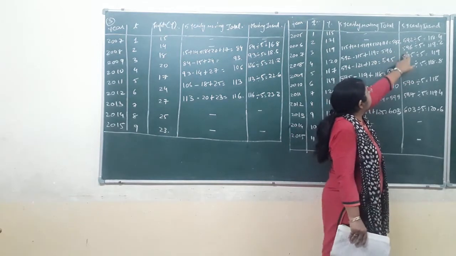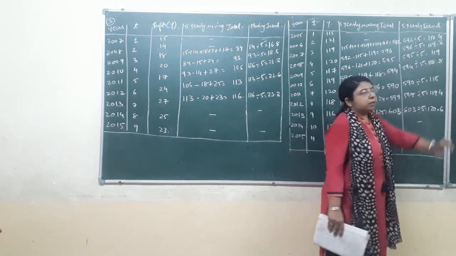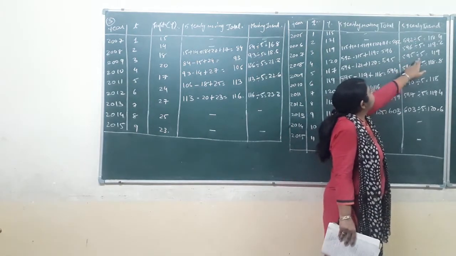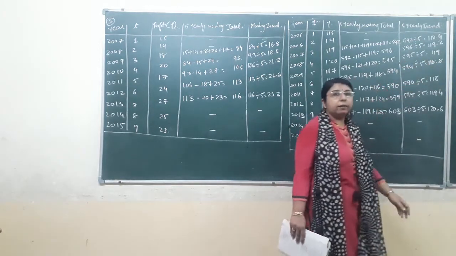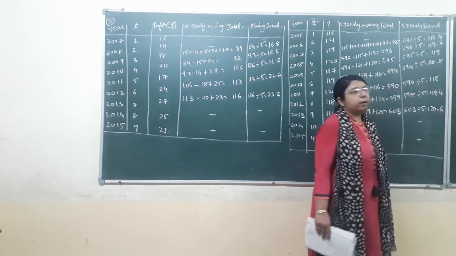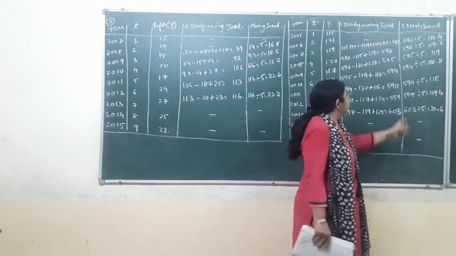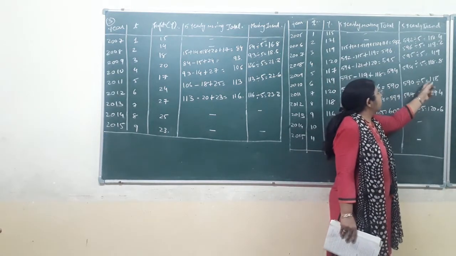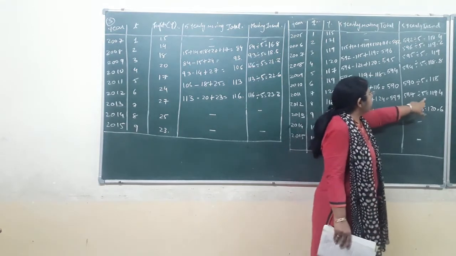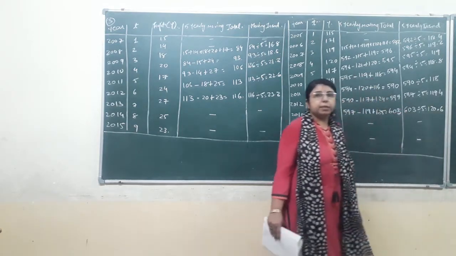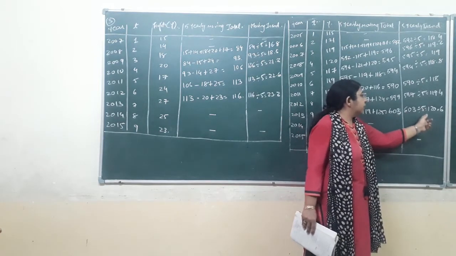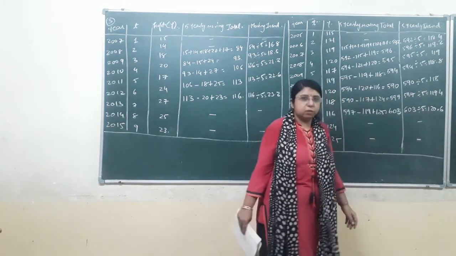Next one, total 596 divided by 5, the answer came 119.2. Next, 595 divided by 5 is 119. Then afterwards 594 divided by 5 is equal to 118.8. Next, 590 divided by 5 is equal to 118. Next, 597 divided by 5 is equal to 119.4. And the last one, 603 divided by 5 is equal to 120.6.